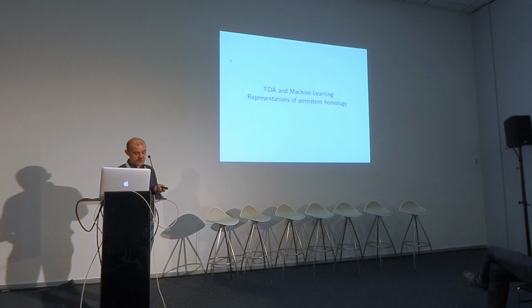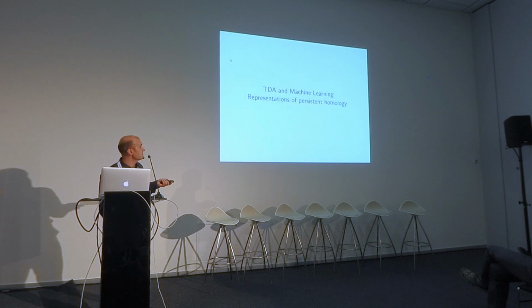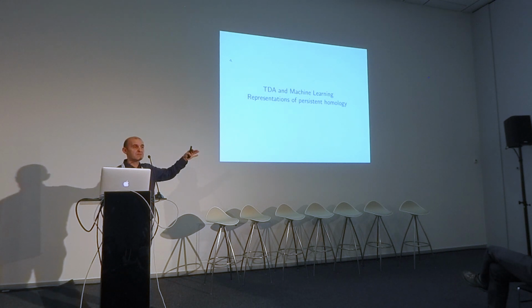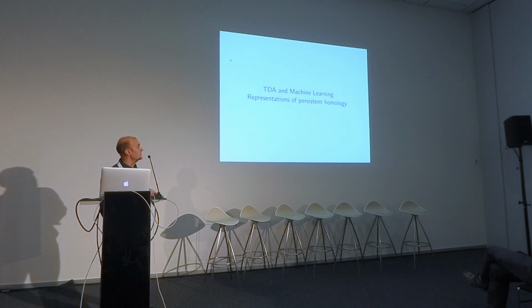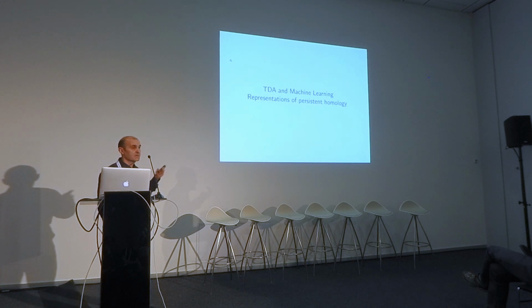So what I'm going to talk about now in the last 10 minutes is about this question, the last step in the pipeline I presented at the beginning about the representation of persistent diagram. How do we transform a persistent diagram into a vector feature?